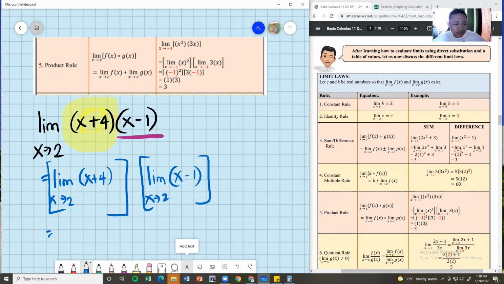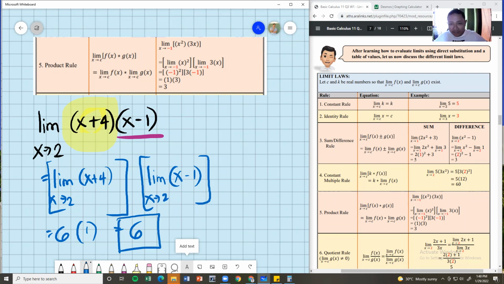So substitute, this will become 2 plus 4. This will become 6. And then since they are enclosed in a bracket, we are multiplying, of course, because we are doing the product rule. So 6 times, substitute this, 2 minus 1, that's 1. So therefore, the answer here is 6.